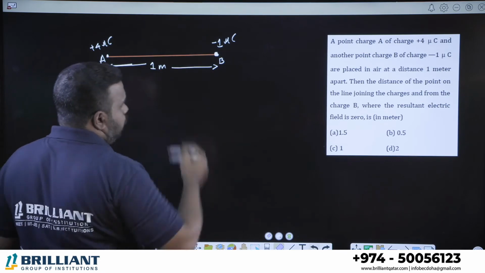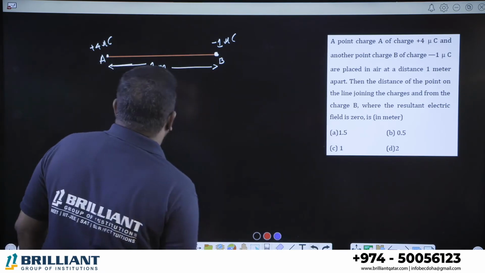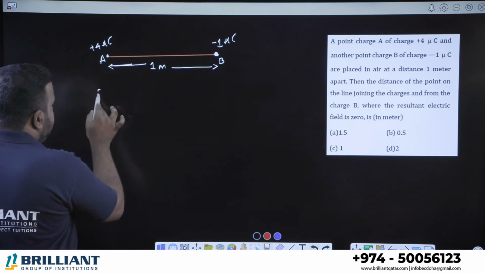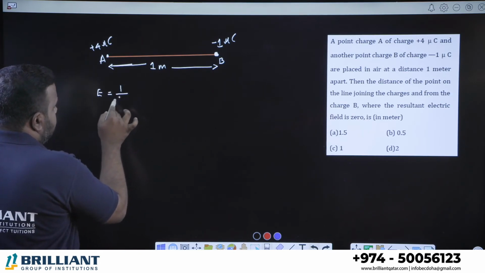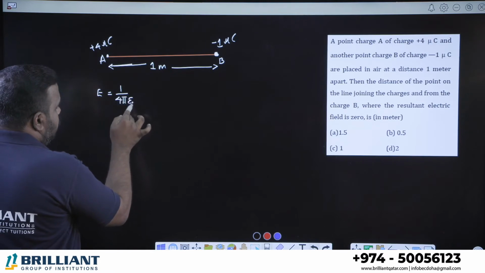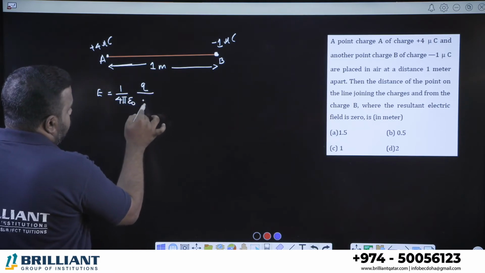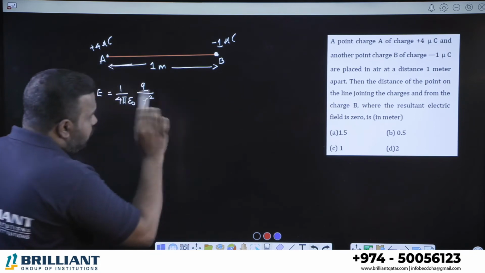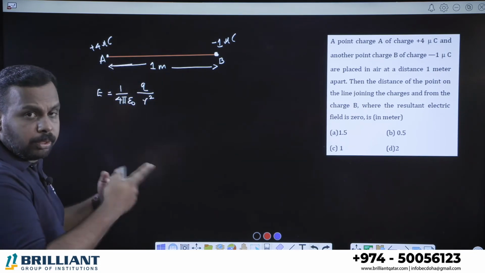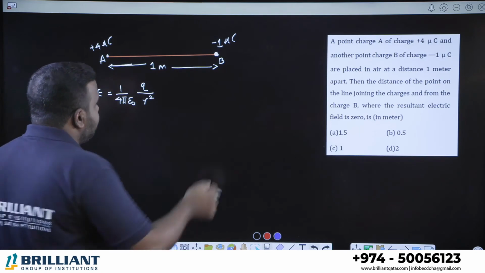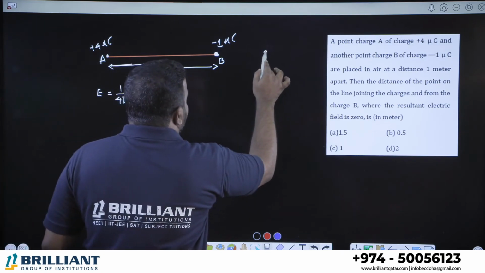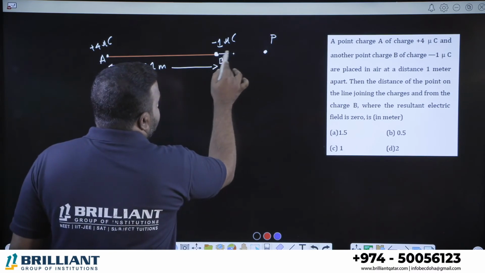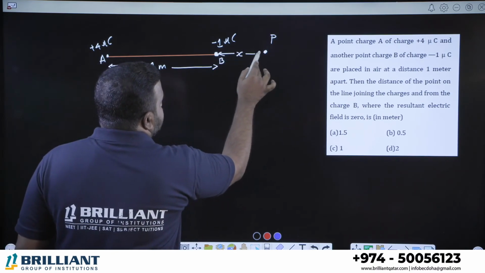Then where is the point? The other chances, look, what is the equation for the electric field? E is equal to 1 by 4 pi epsilon naught Q by R square, right? So we need to get a point where the two fields are oppositely directed. So let it be the point where the resultant electric field is 0. Let us assume like that and take this distance as x.